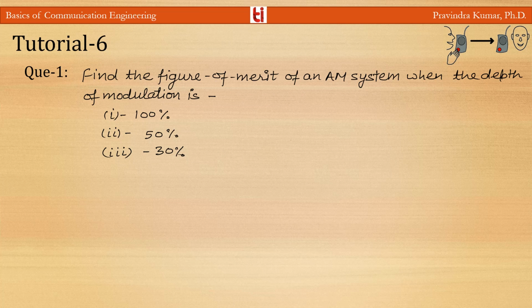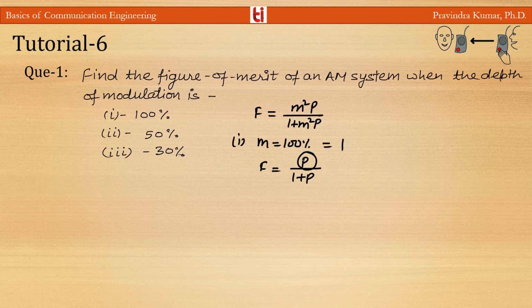Now the first question is, find the figure of merit of an AM system when the depth of modulation is 100%, 50% and 30%. We know the figure of merit F is equal to m square P by 1 plus m square P. First case, when m is 100%, m is equal to 1. So the figure of merit in this case will be P upon 1 plus P, where P is the average power of the modulating signal.